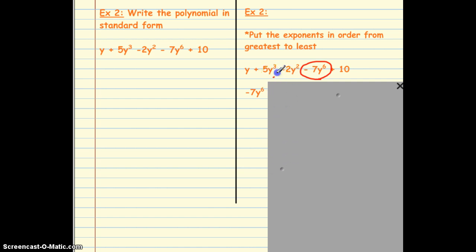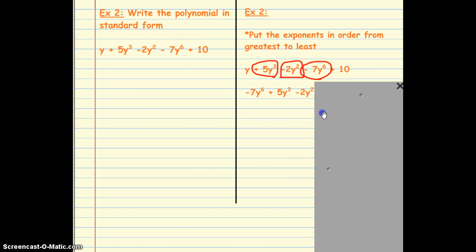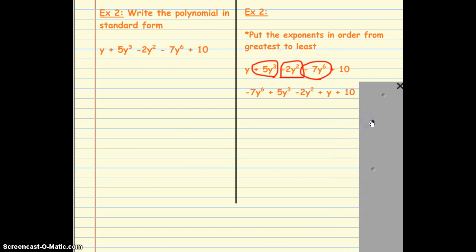Alright, our next biggest exponent is the 3. So we're going to take this part of the polynomial, and we're going to have plus 5y to the 3rd. Then we've got an exponent of 2, so we're going to put minus 2y squared. Next up is our y, because it has an exponent of 1, and then plus 10, because it doesn't have an exponent. And we have just written it in standard form. This is how mathematicians should write all of their polynomials.